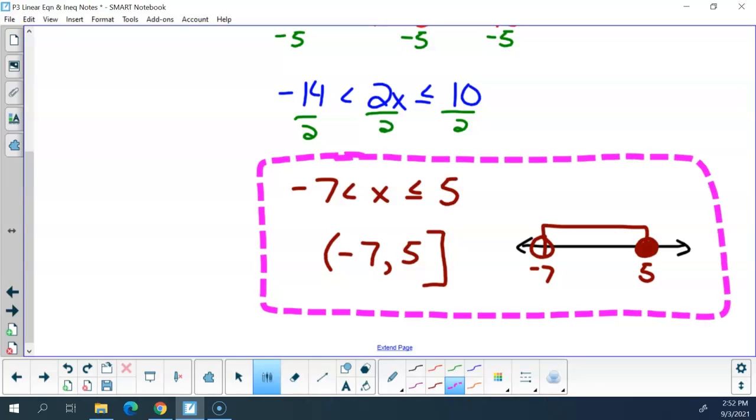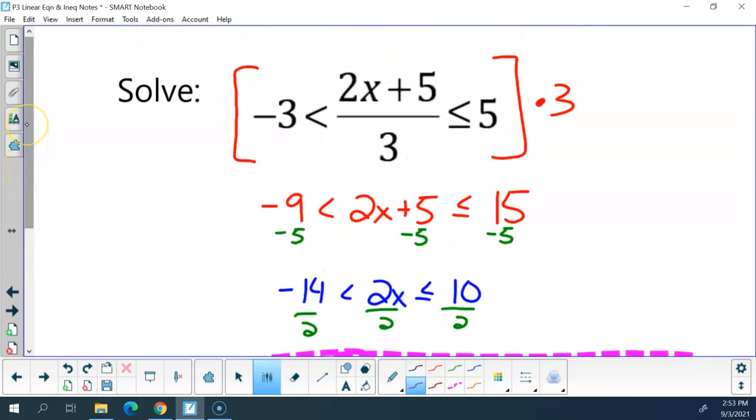Questions, comments, concerns, clarifications, limericks. Is there a way to check your work with inequalities? With an inequality like this, if I try a number out here on the number line, like negative 10, and put it back into this, I should get a false statement. Negative 20 plus 5 is negative 15, divided by 3 is negative 5. Negative 5 is smaller than positive 5, but it is not bigger than negative 3. So it doesn't work out.